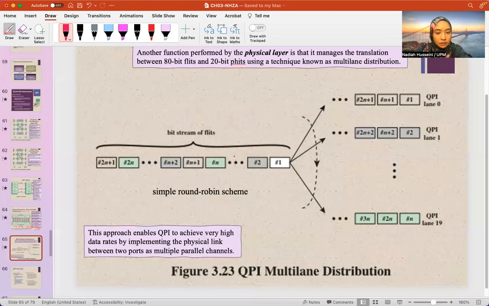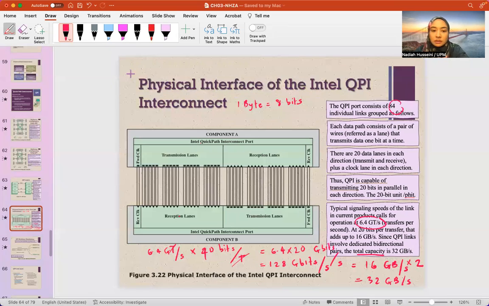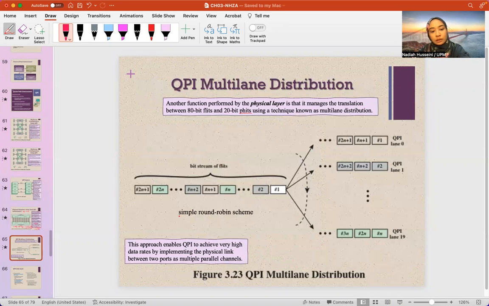Okay, so we talked about the QPI physical layer previously, and we saw that it has actual wires. And if they provide us the transfer per second, we can actually count the total capacity of the physical layer. And then we talk about the QPI multi-lane distribution. Another function performed by the physical layer, apart from transmitting the bits back and forth, is that it manages the translation between 80-bit flits and 20-bit flits, using a technique known as multi-lane distribution.